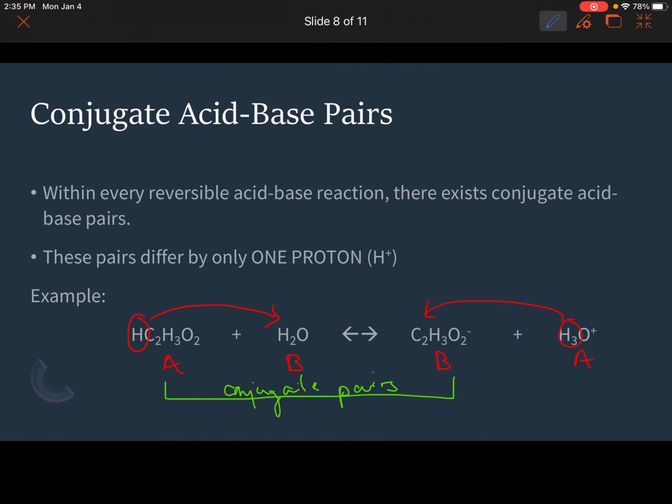And then we've got these ones here. So the water and the H3O plus are also conjugate acid-base pairs. And again, they differ by one proton, or by one H plus. So I'm just going to label this conjugate pairs. Those are my two conjugate pairs that exist within this reaction, and each acid-base reaction like this that has reversibility will have two conjugate acid-base pairs, and that's what your assignment is going to be on.